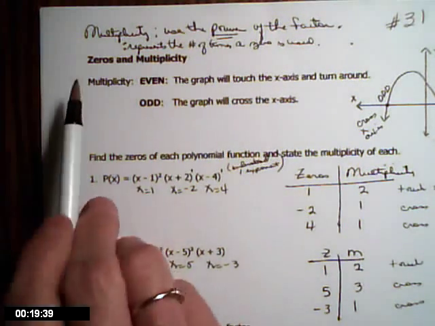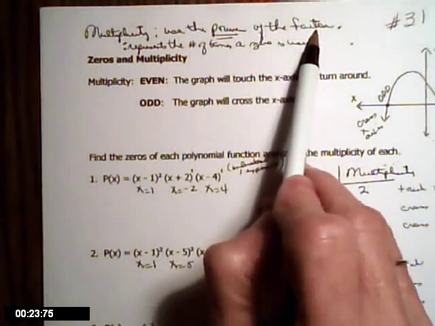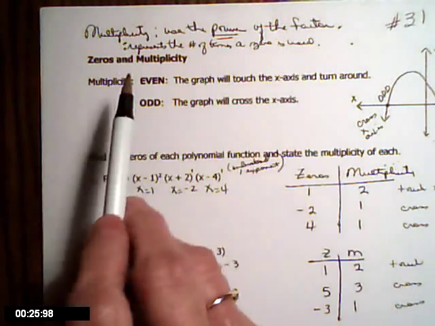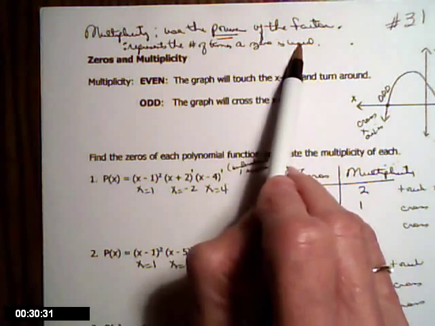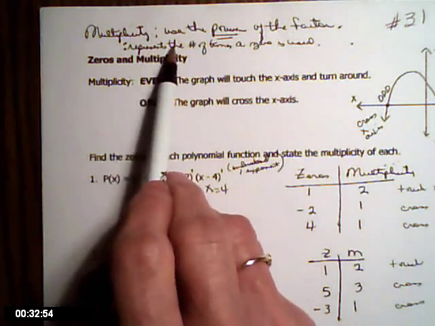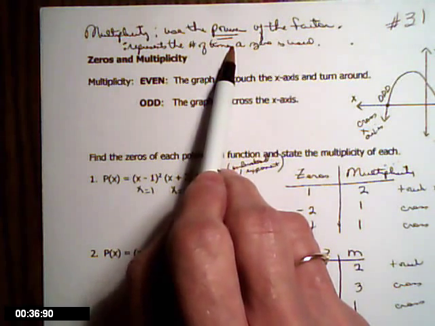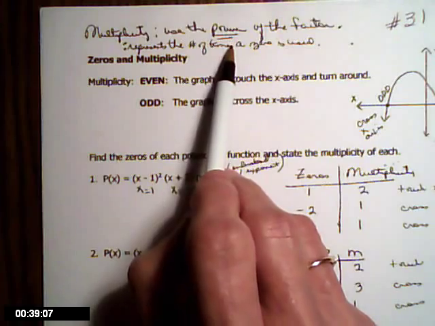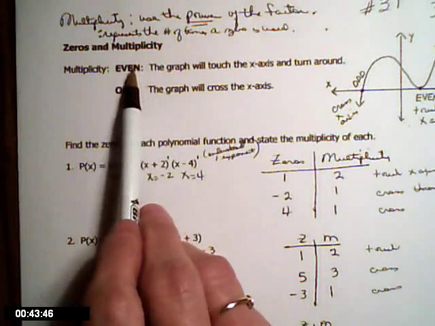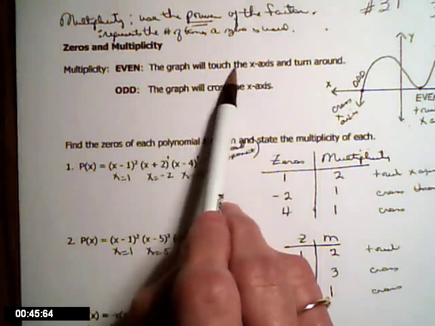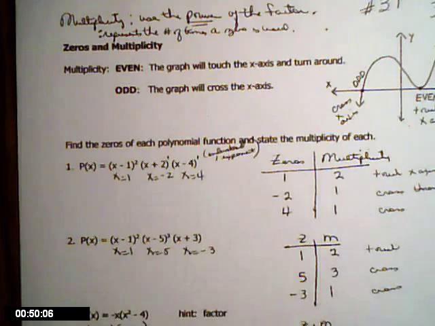When we talk about finding the multiplicity, we're going to use the power of the factors. Multiplicity represents the number of times a zero is used. On a graph, it represents the number of times the graph will cross through the axis at a zero. If the multiplicity is even, the graph will touch the x-axis, not turn around. If the multiplicity is odd, the graph will cross.